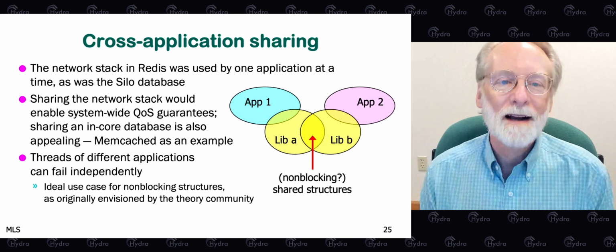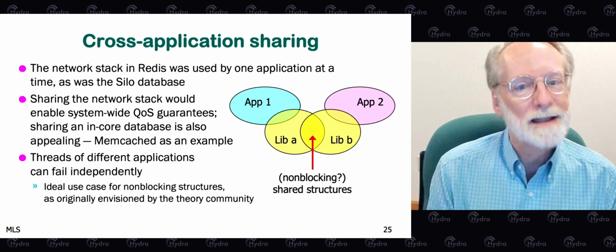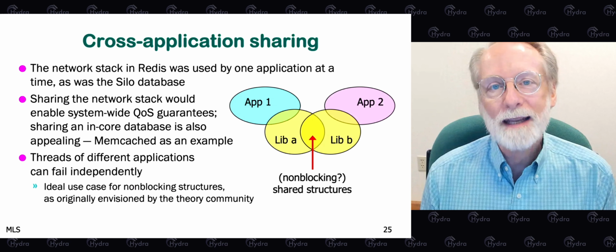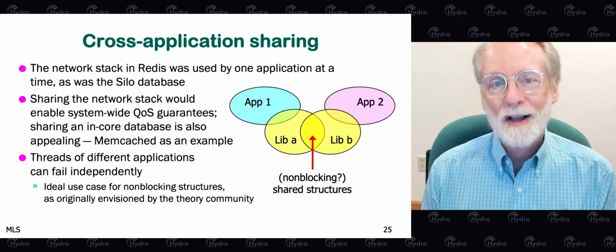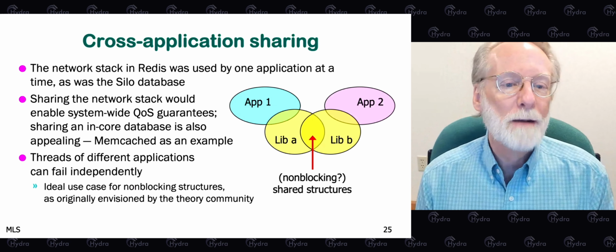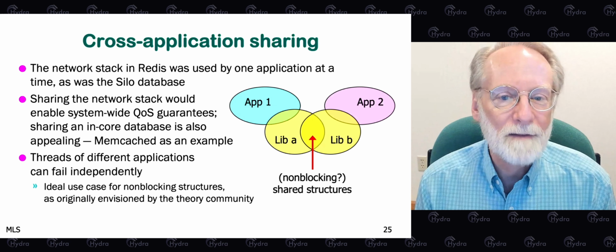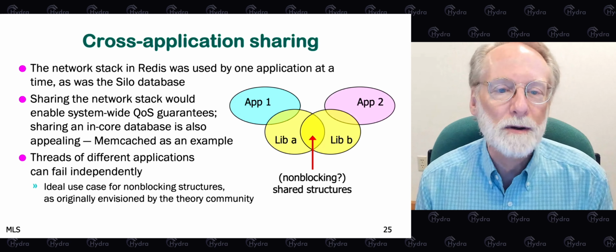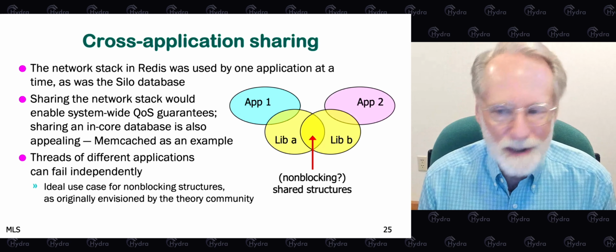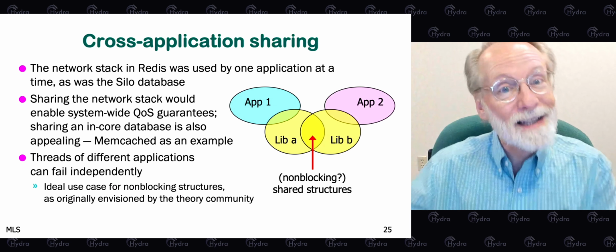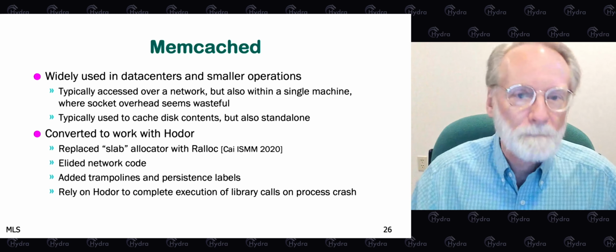The cool thing about shared protected libraries is that that original motivation of tolerating individual process failures comes back. And the whole reason that we developed non-blocking structures in the theory community finds new life, I think, in the systems world if we move to the use of shared protected libraries. So I'll get off my soapbox for a second. Let's go back to Memcached.